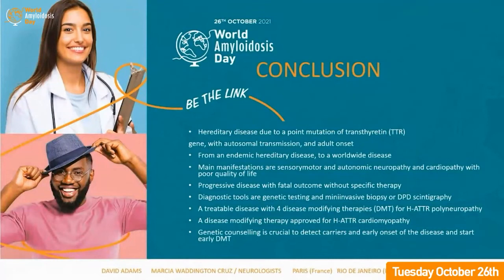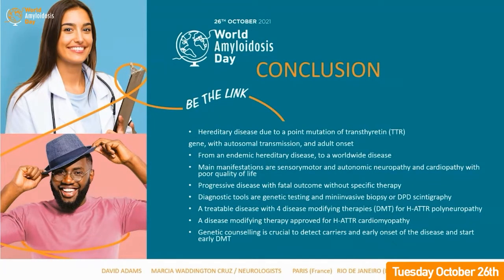So in conclusion, ATTR amyloidosis is a hereditary disease due to a point mutation of the transthyretin gene with autosomal transmission and adult onset. We have switched from an endemic and hereditary disease to a worldwide disease now. The main manifestations are sensory-motor and autonomic neuropathy, and cardiopathy with poor quality of life. This is a progressive disease with fatal outcome without any specific therapy. Diagnostic tools are genetic testing and mini-invasive biopsy or DPD scintigraphy.